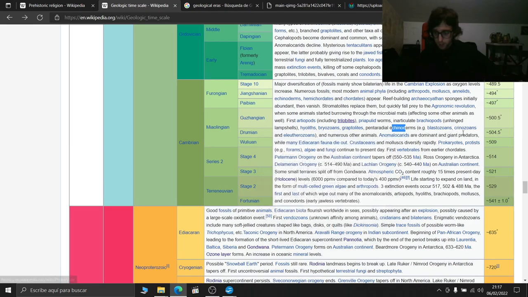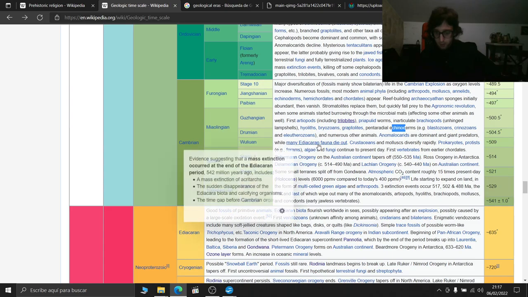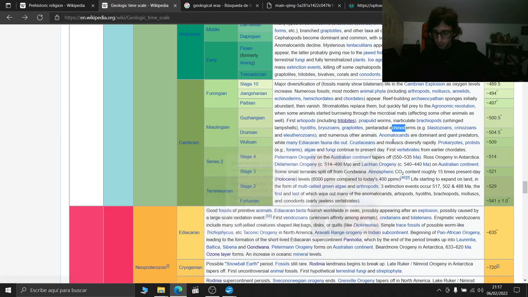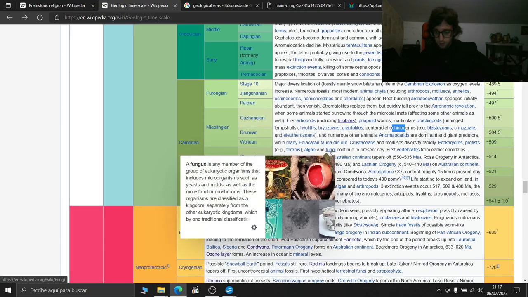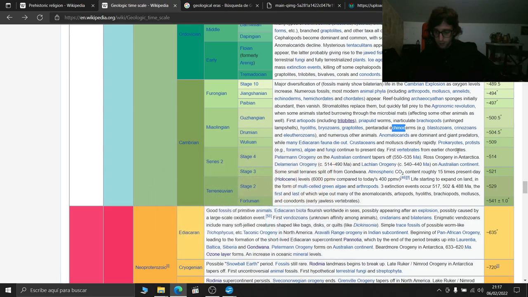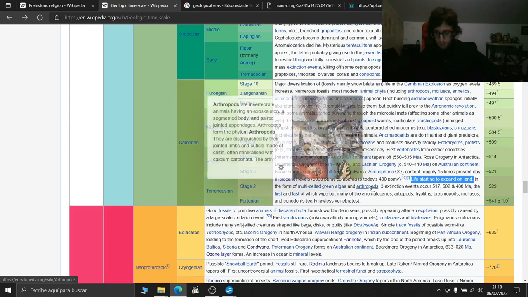Anomalocaridids are dominant and giant predators, with many current fauna, diatoms, crustaceans, and mollusks diversifying. Algae and fungi continue to the present day. Fish, vertebrates from earlier chordates. Atmospheric carbon dioxide content roughly like the present day. Life is starting to expand on land. This is the important thing. Life is starting to expand on land in the form of multicellular green algae and arthropods.